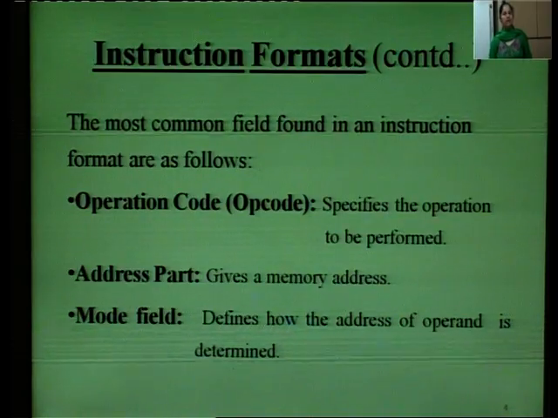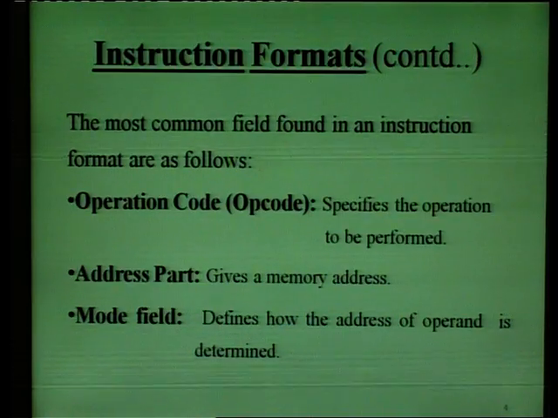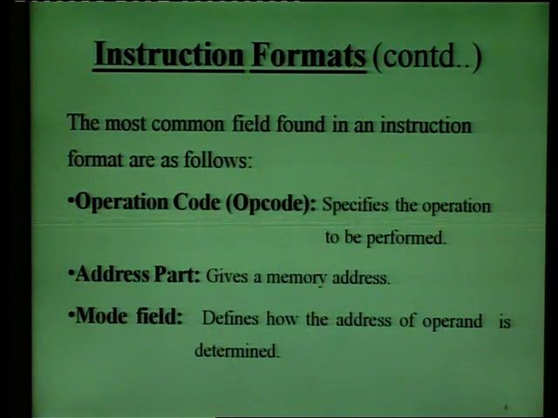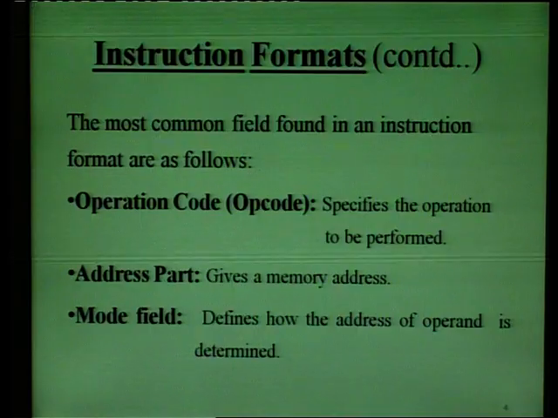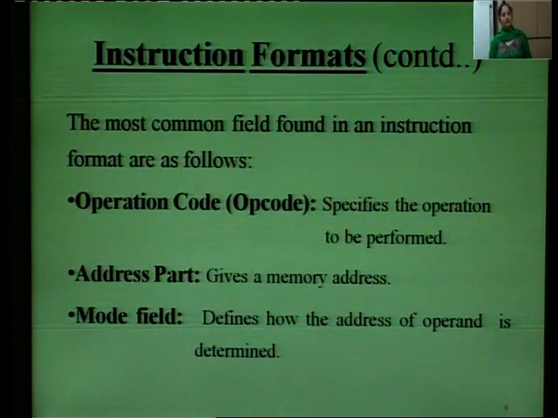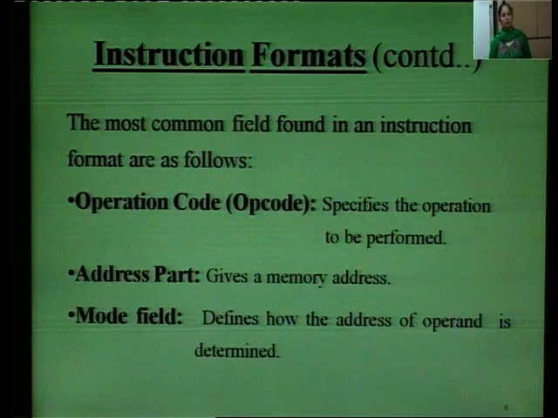Instruction formats. The most common fields found in an instruction format are as follows. The first is operation code, that is opcode. The second is address part, and the third is mode field. Operation code specifies the operations which we have to perform, and address part is the memory address where the data or instructions are stored after processing or after operation.